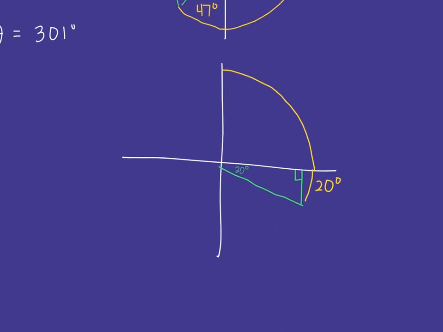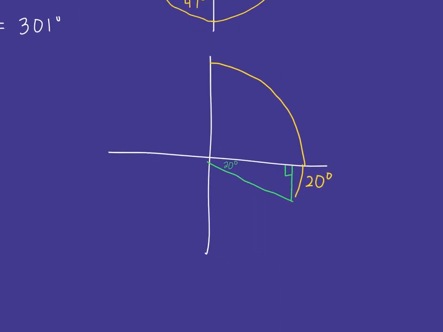All right, and the last one is 301. I want to do 301 with you. Okay, 301. Count by 90s. So 90, 180, 270, and then I got to get to 301.